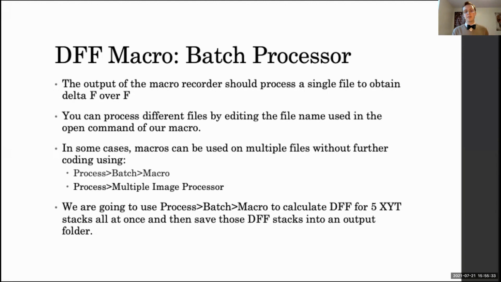And this can be done by using process batch macro or by using process multiple image processor in Fiji. Today, we're going to be using process batch macro to calculate DFF for 5 different XYT stacks all at once. And then we are going to use our new DFF stacks, and we're going to place them into an output folder.